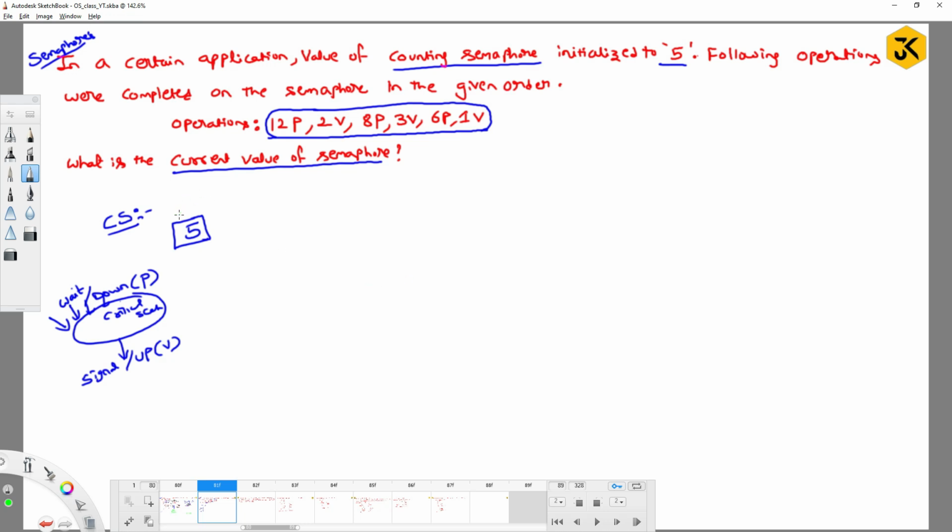Initial value of the counting semaphore is 5, and if I say that 12p means what? I am going to perform 12 times down operation. When I perform the 12 down operations, how many processes are there in the ready queue or in the blocking queue? 7 processes are in the blocking queue. Am I right? That's what 5 minus 12 is leading to, minus 7. Minus 7 means total 7 processes are there in the blocking queue.